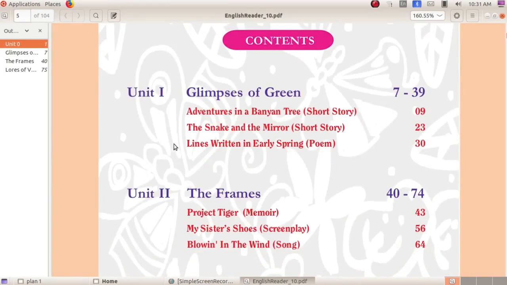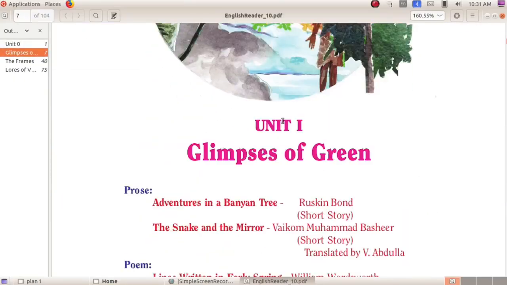3 items are here. Adventures in a Banyan Tree, it is a short story. The Snake and the Mirror, it is also a short story. And Lines Written in Early Spring, it is a poem. And what is the unit about? The Unit 1, Glimpses of Green, what is it about? From the title itself we can assume the topic.